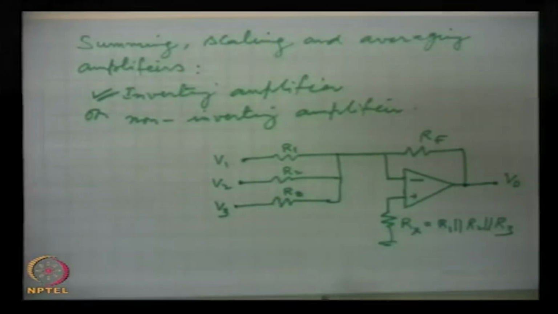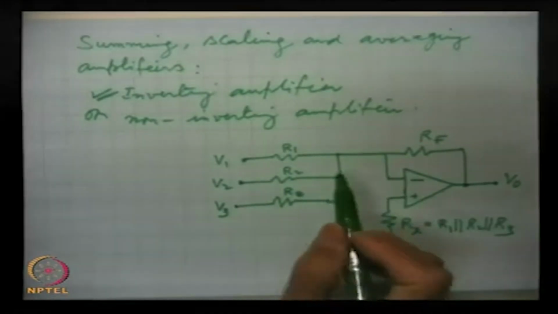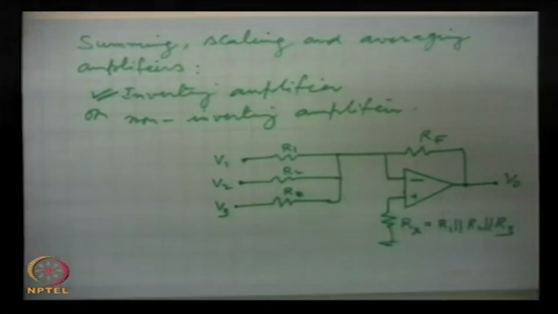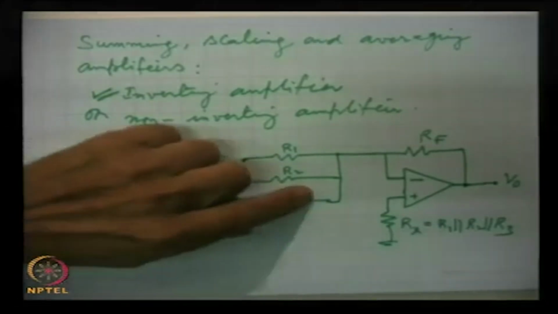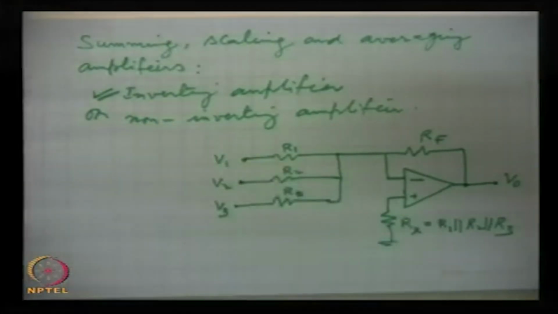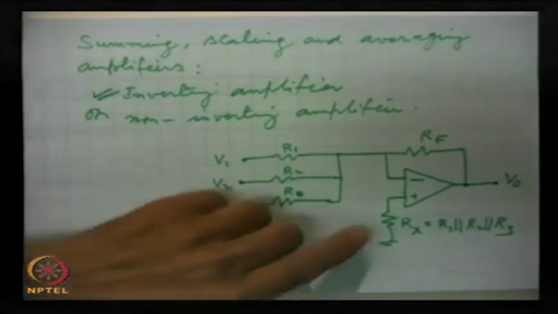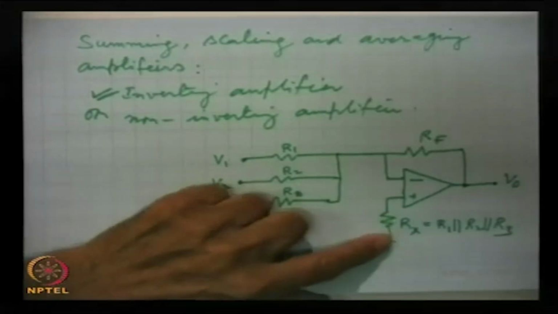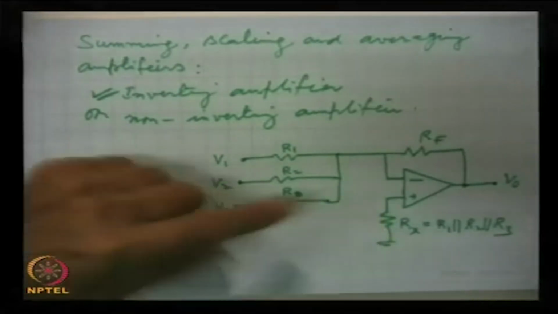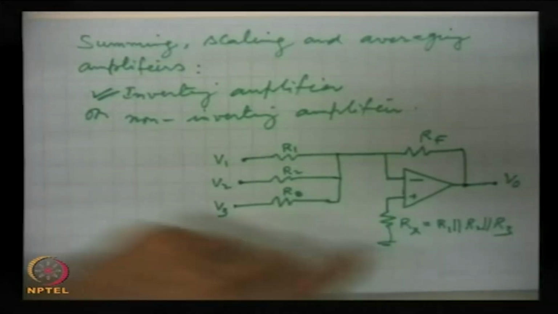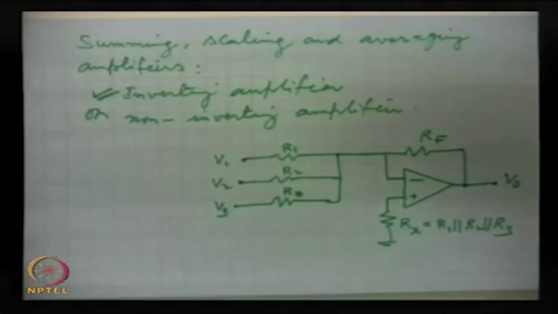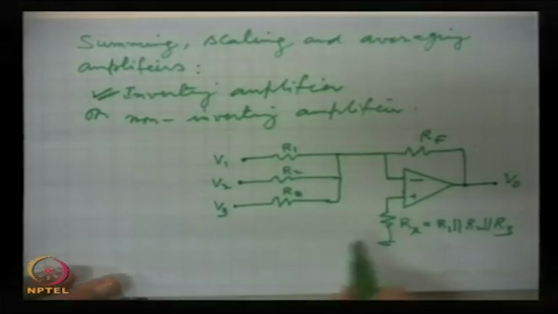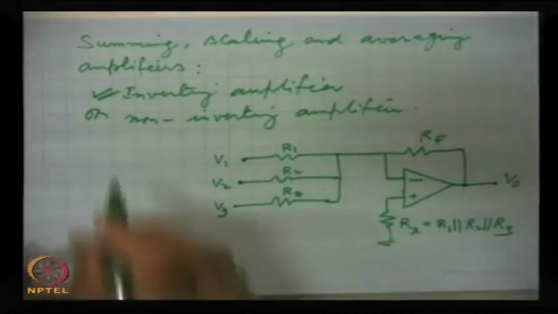Here the zero errors, for example, when there is no input signal, the output should be 0. Such conditions, they are slightly better achieved, and hence it is a common practice to use here a resistance of appropriate value, which is given by the parallel combination of these resistances, and that can be connected. So, this is the basic summing amplifier.